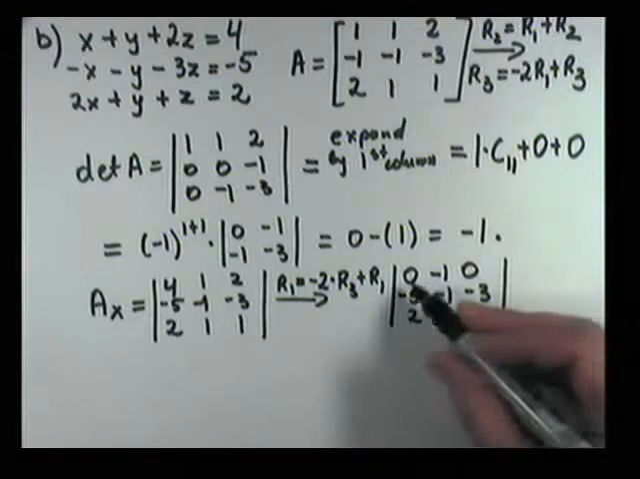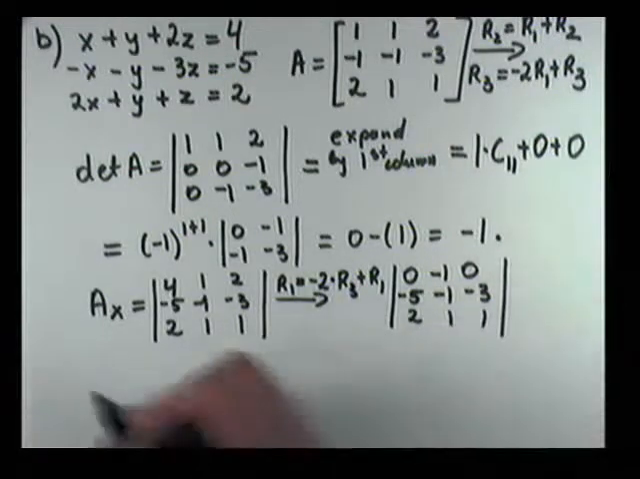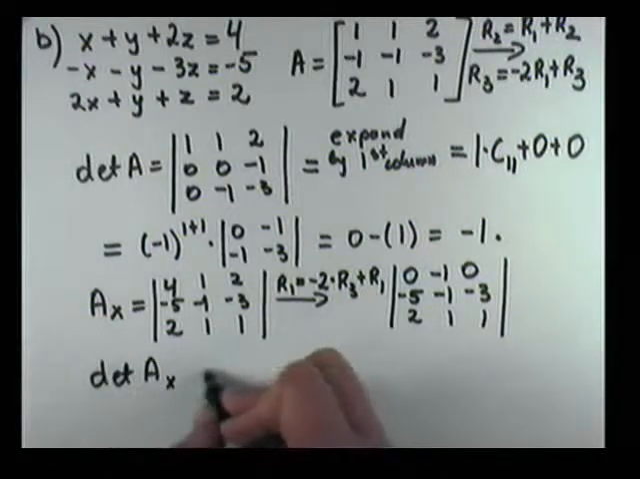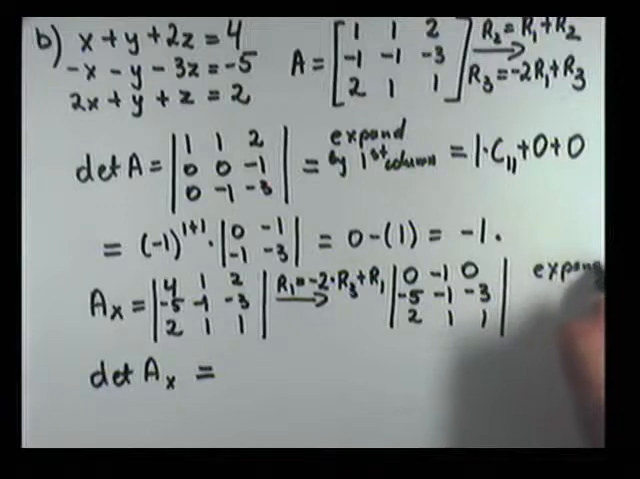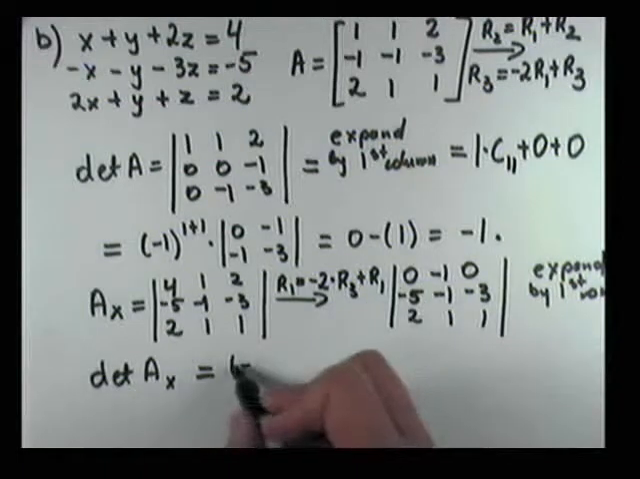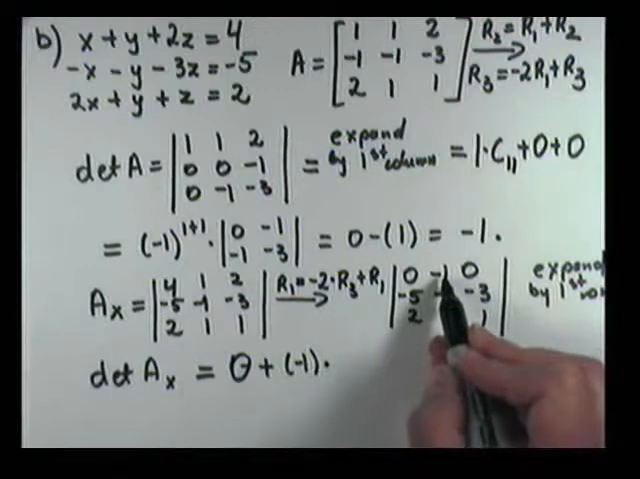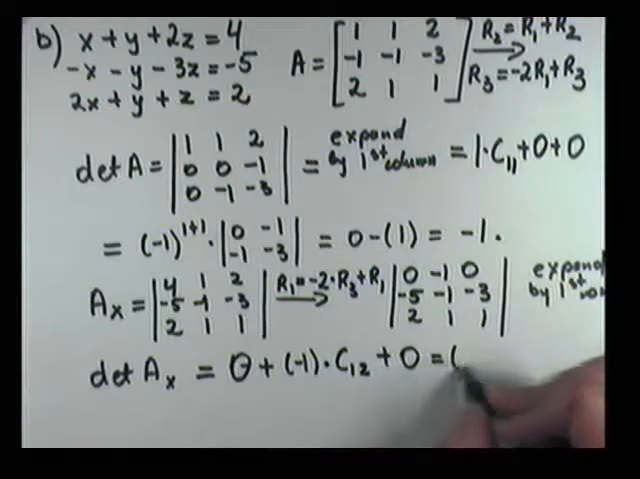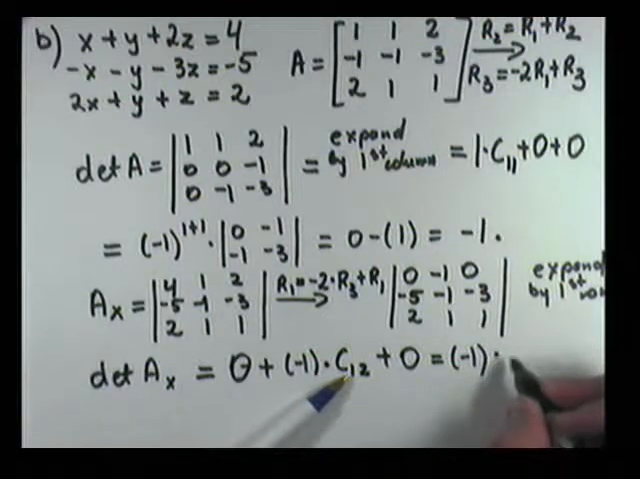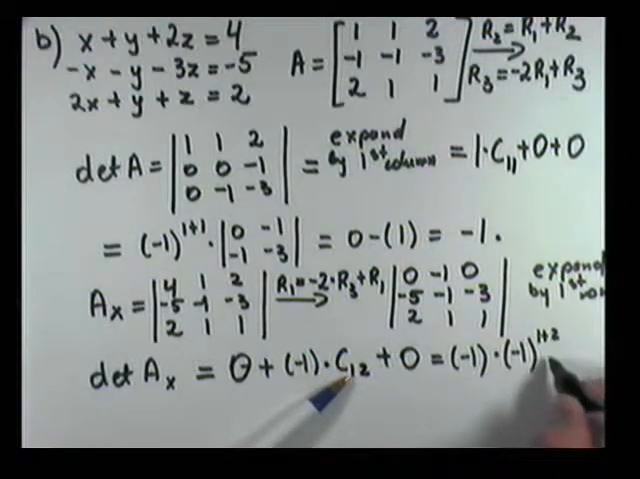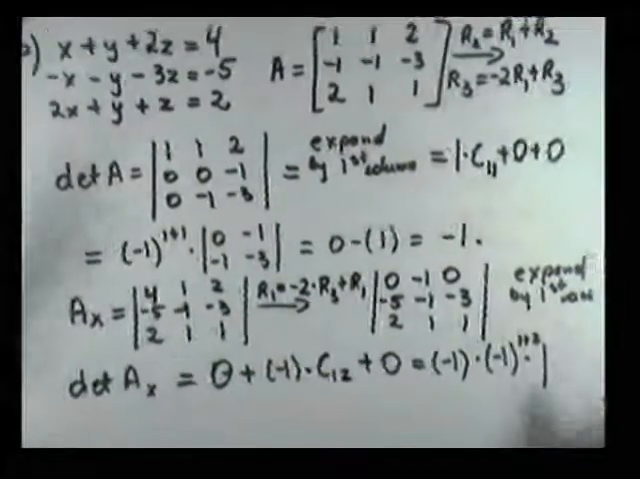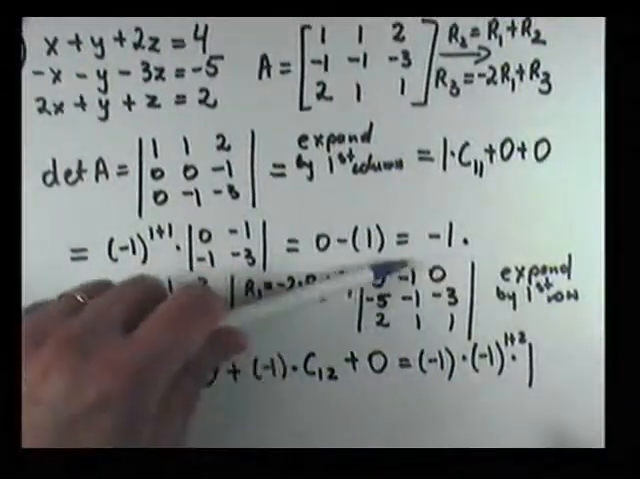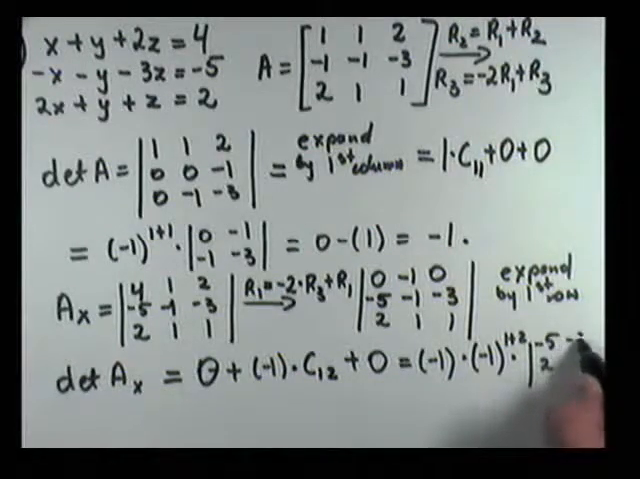So now we can expand by the first row. So this would be determinant of A sub x. We expand by first row. So we have at first would be 0 plus minus 1 times the cofactor first row, second column, and plus 0. So this is minus 1. From cofactor we have minus 1 to the power 1 plus 2 times, delete the first row, second column, so we have minus 5, 2, minus 3, 1.